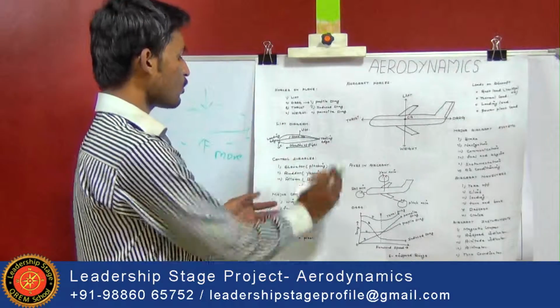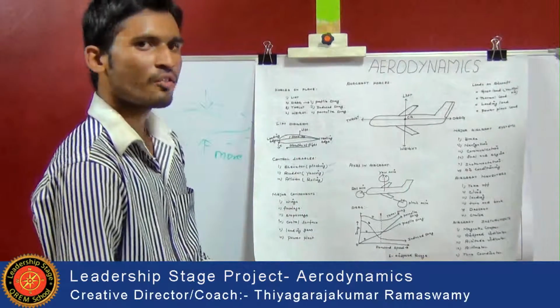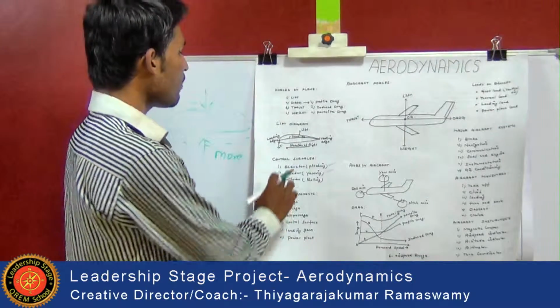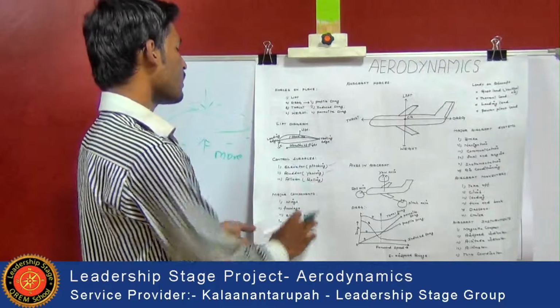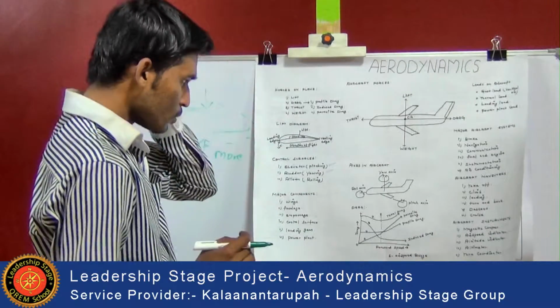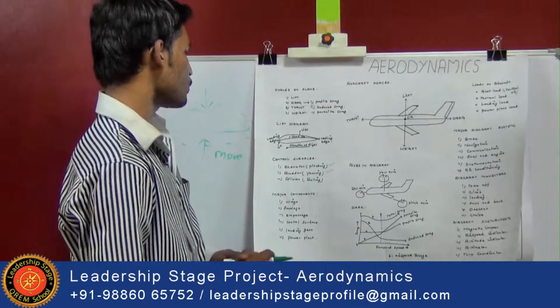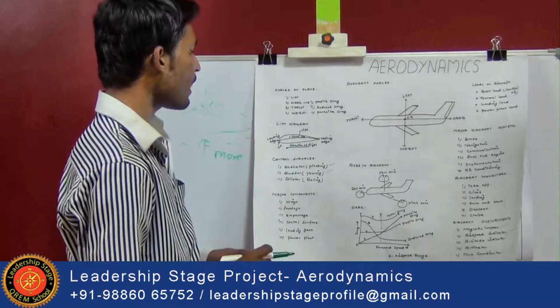And next one is control surfaces. Control surfaces are used to control the aircraft movement in different directions. One is the elevator, next one is the rudder, and next one is the aileron. The elevator is used to control the nose of the airplane in the up and down direction, that is the pitching motion. It is fixed on the tail of the aircraft.